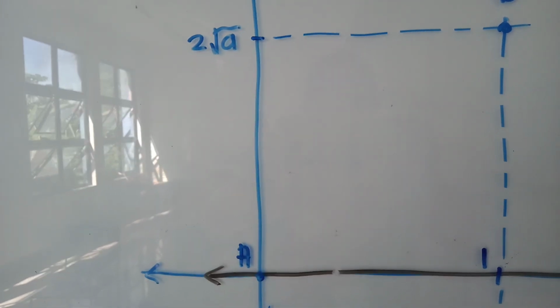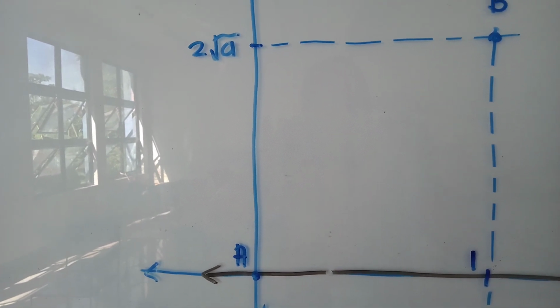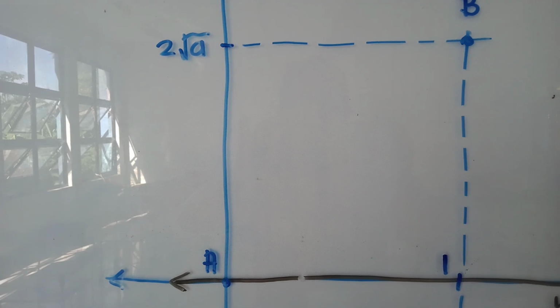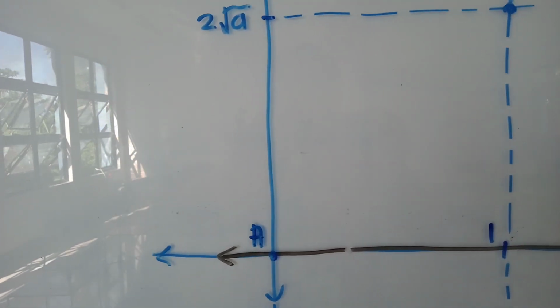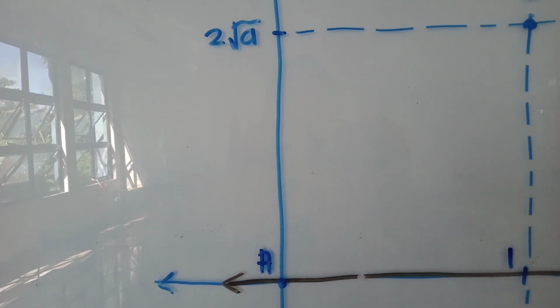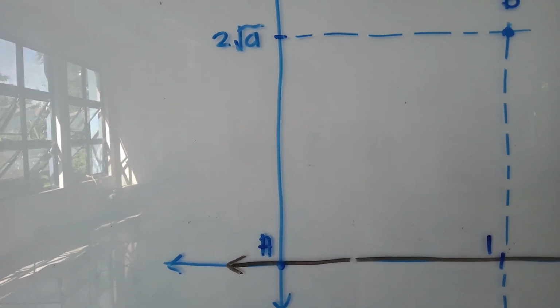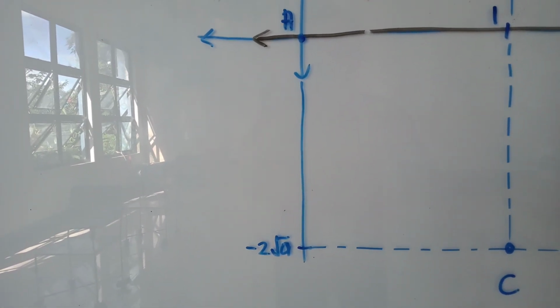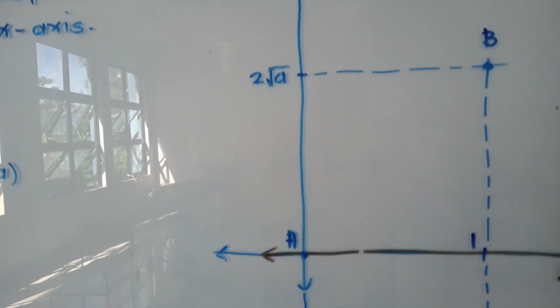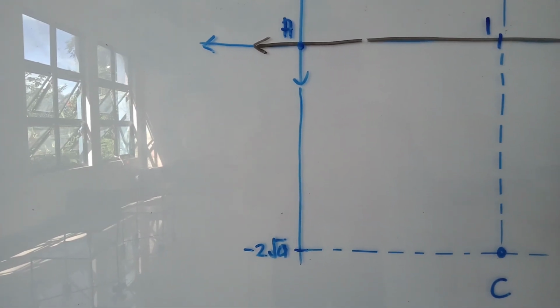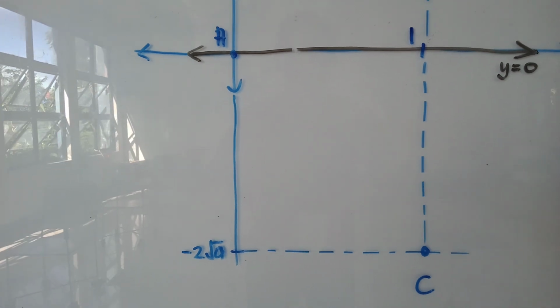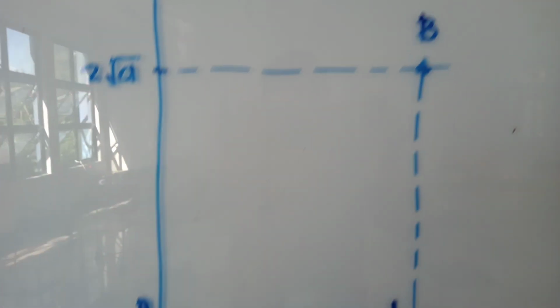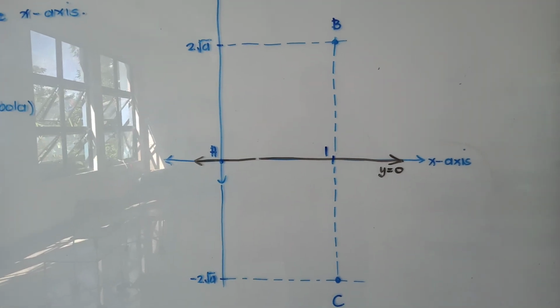So we may plot the length of a in any manner. It's up to us anyway. So as well as the length of 2 times the square root of a will be arbitrarily chosen. So you may choose a different length for 2 times the square root of a, but that length of -2 times the square root of a must be the same as that, only that this is below the so-called x-axis. So these are our 3 points, point A, point B, and point C. So we may now draw our parabola.